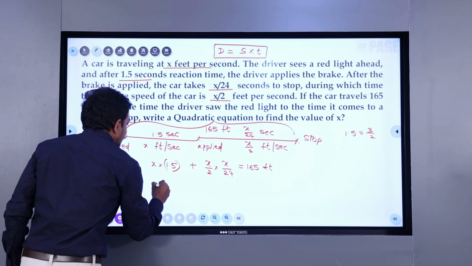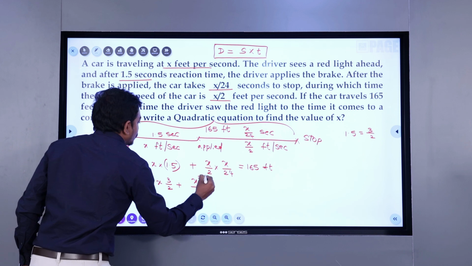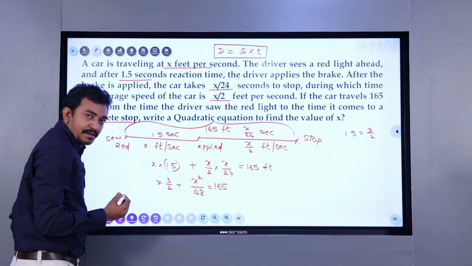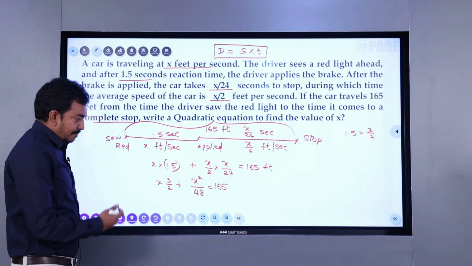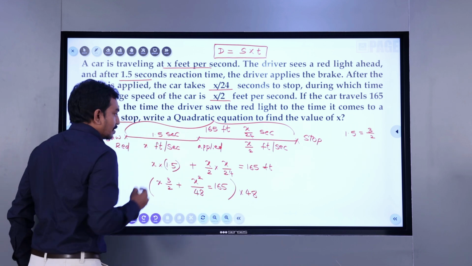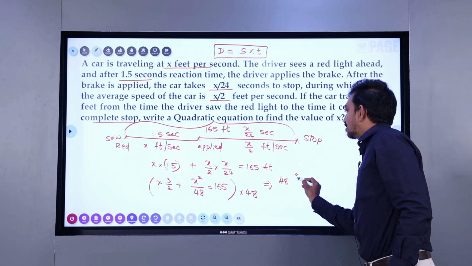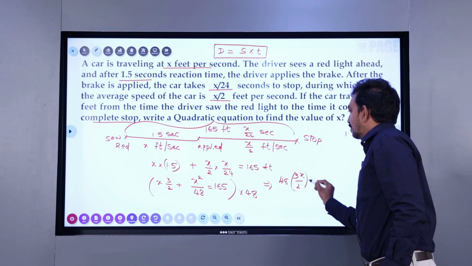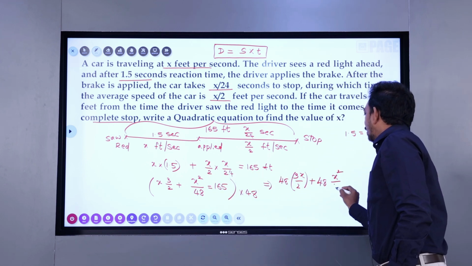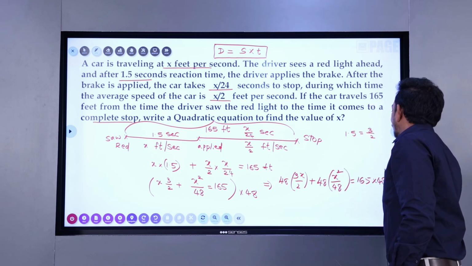If you do that, this is x into 3 by 2. x into x is x squared. 2 into 24 is 48. This is equal to 165 feet. Let us multiply by the LCM for every term, so let us multiply the whole expression by 48. So this expression will come down to 48 times 3x by 2 plus 48 times x squared by 48, we are multiplying every term by 48, right? And this is equal to 165 times 48.